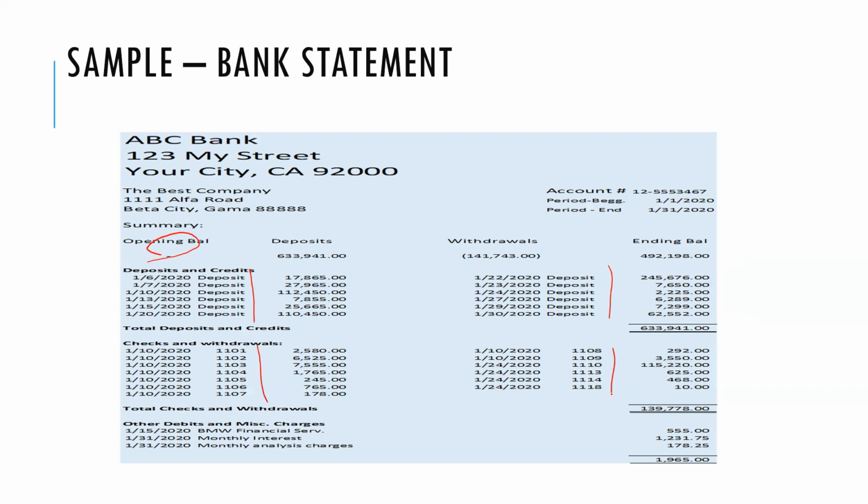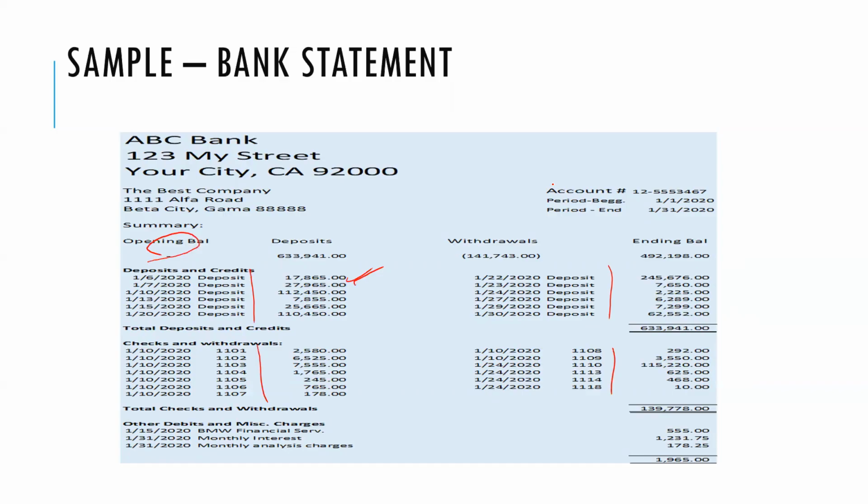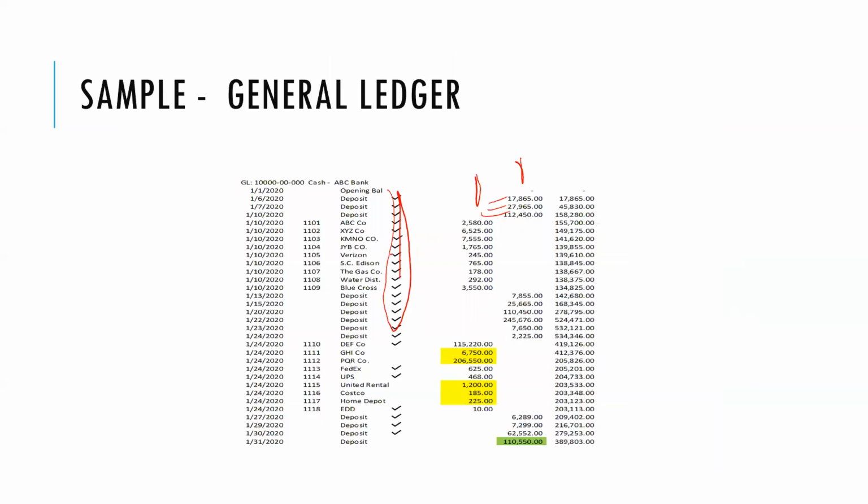Now here, the deposit says 17,865, 27,965, and they are here: 17,865, 27,965, 112,450. So all these deposits are there, right? Notice that only the last item at the bottom has no marking here. So the 110,000 colored in green, you have to take as a deposit in transit.